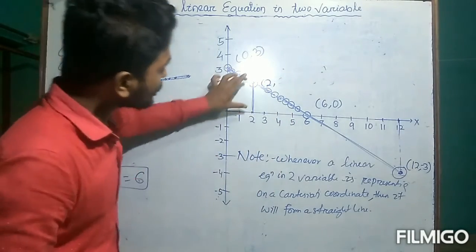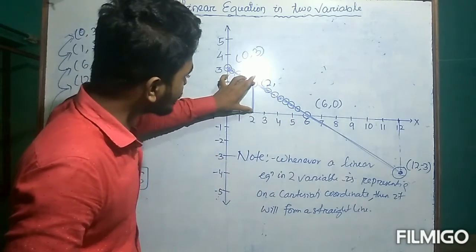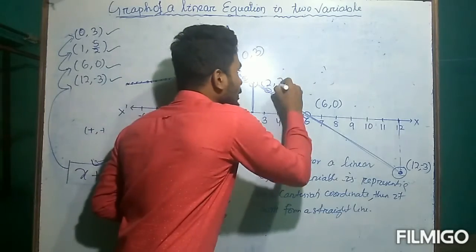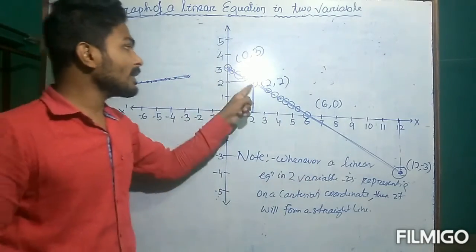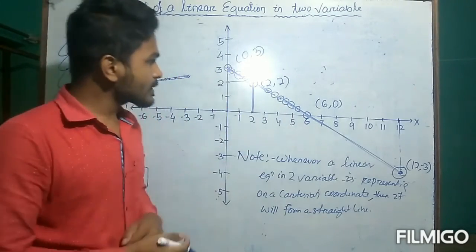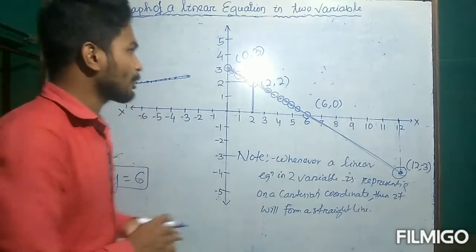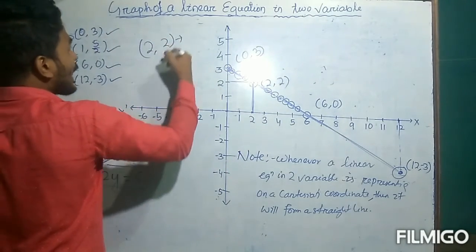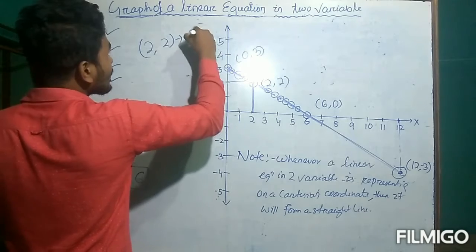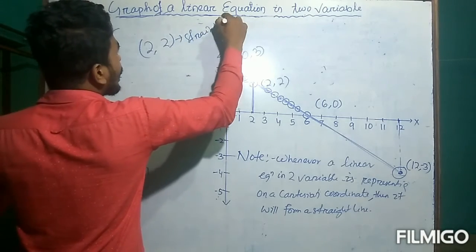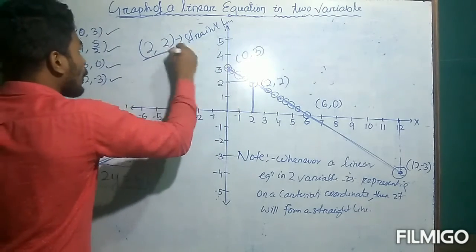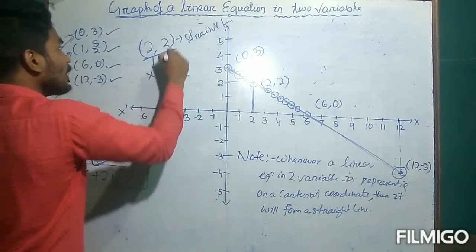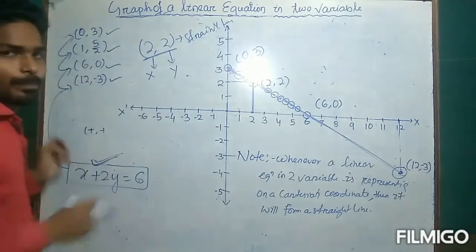Similarly, the perpendicular distance to the x-axis is 2 units, so your y coordinate will be 2. Hence, the point that you locate on this straight line will be (2, 2). Let's write that point. This point should lie on this straight line. Now, in this point, we have the x coordinate 2 and y coordinate 2.